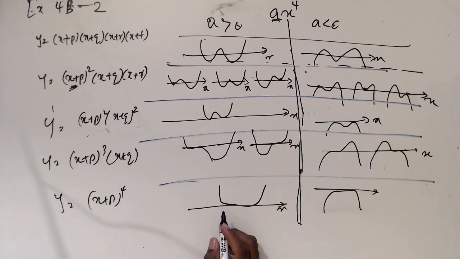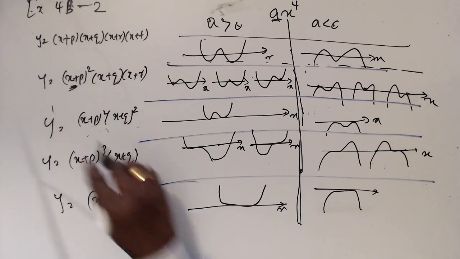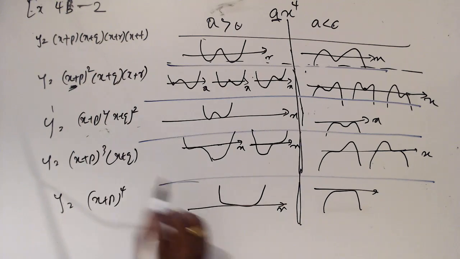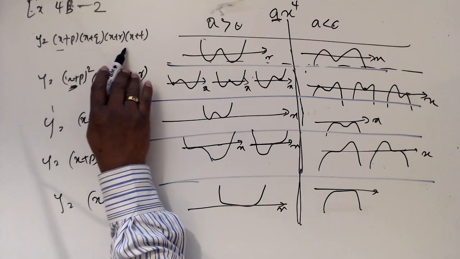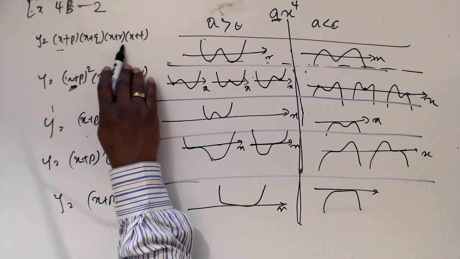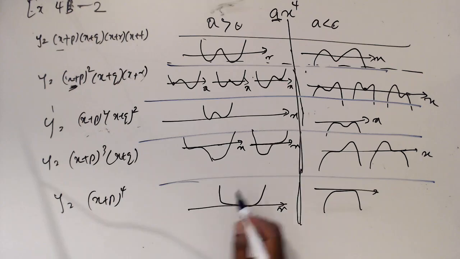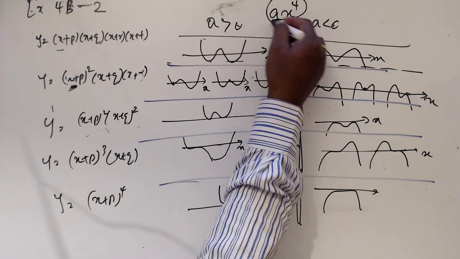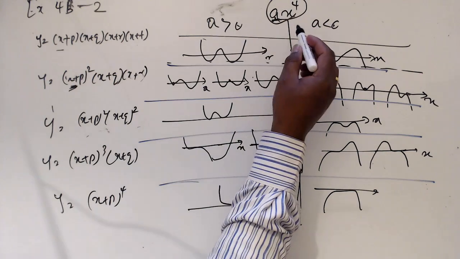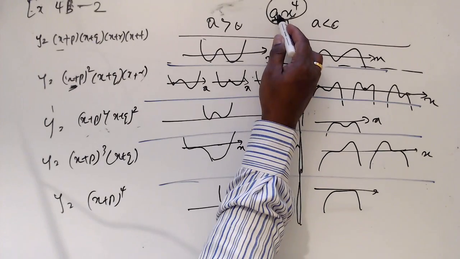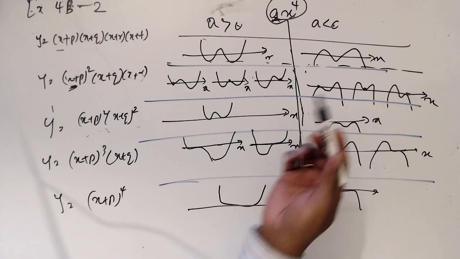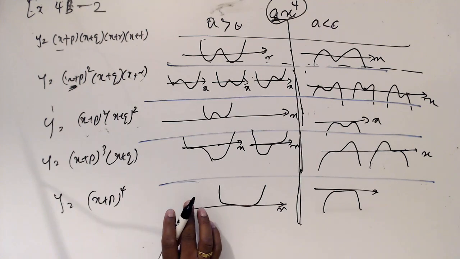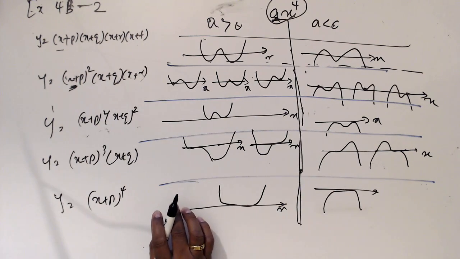Before I start exercise 4b2, I wrote this quadratic equation (x plus b)(x plus r)(x plus t) in this form. If you see the x⁴ term, a is the coefficient of x⁴. If a is greater than 0 or a is less than 0, this is a rough idea of what is happening.